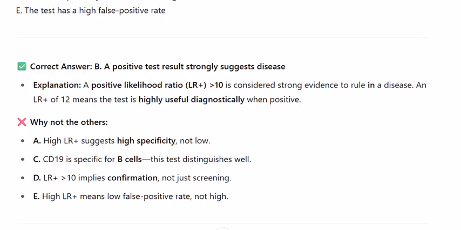Explanation: A positive likelihood ratio, LR+, above 10 is considered strong evidence to rule in a disease. An LR+ of 12 means the test is highly useful diagnostically when positive.